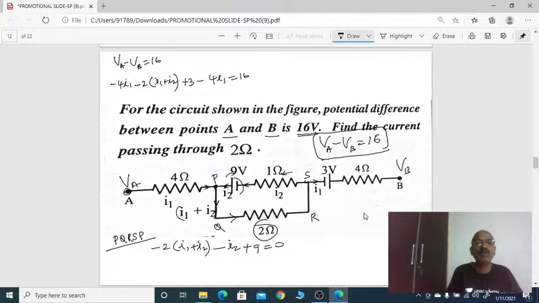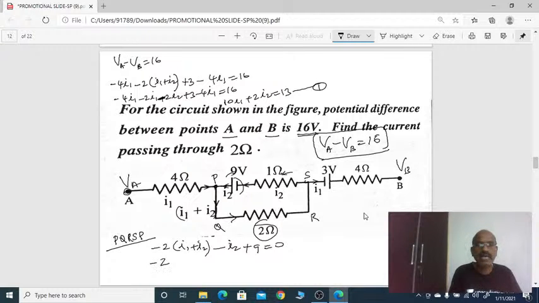First one, you simplify this. Minus 4I1 minus 2I1 minus 2I2, that minus 2 multiplied inside, plus 3 minus 4I1 is equal to 16. This you simplify, right? This 3 take to the other side. 16 minus 3. You simplify, you will get 10I1 plus 2I2 is equal to 13. Equation 1 you will get.